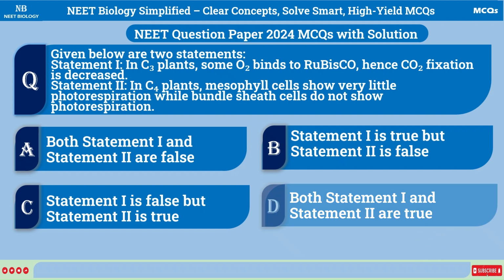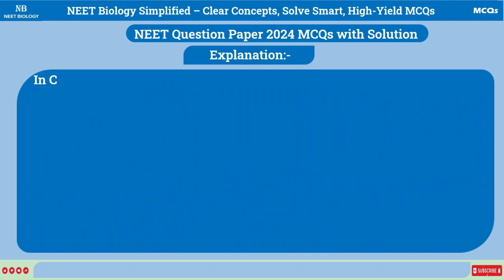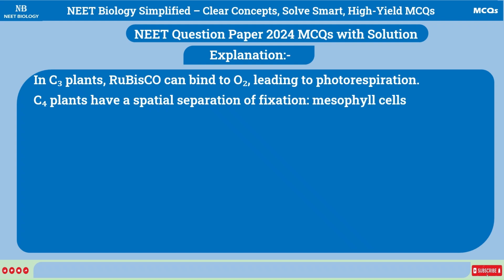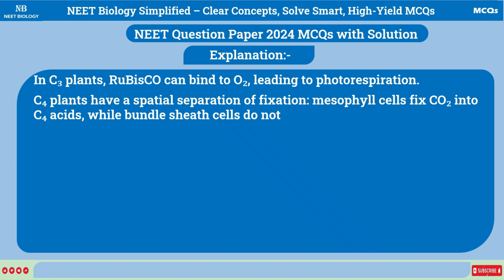Answer. D. Both statement 1 and statement 2 are true. Explanation. In C3 plants, rubisco can bind to oxygen leading to photorespiration. C4 plants have a spatial separation of fixation. Mesophyll cells fix carbon dioxide into C4 acids, while bundle sheath cells do not engage in photorespiration.